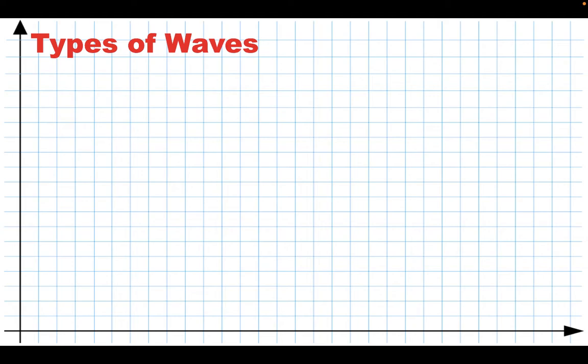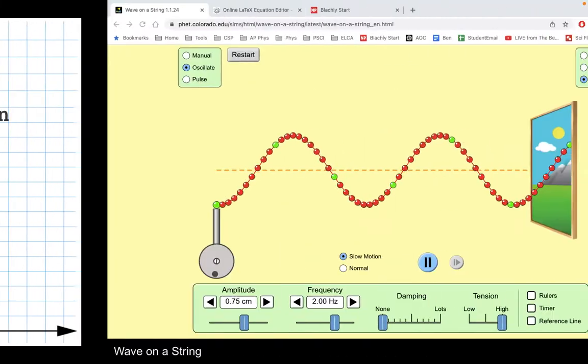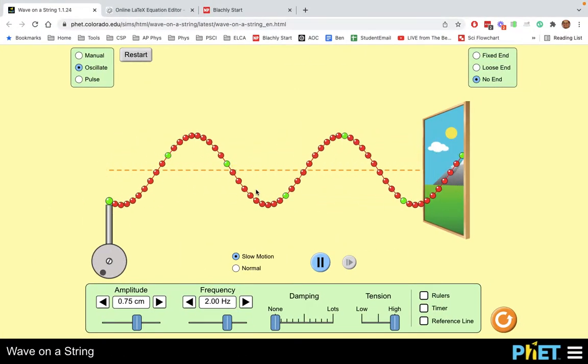All right, so there's a couple of different types of waves. The first kind of wave is a transverse wave, and you might want to jot some notes down here, so feel free to pause the video if you want. But a transverse wave is a wave where the disturbance in the media is perpendicular to the direction of the energy propagation. So let me go back to here and try to show you what that means.